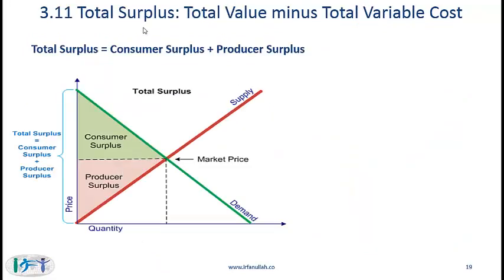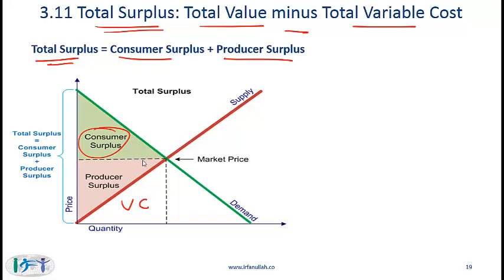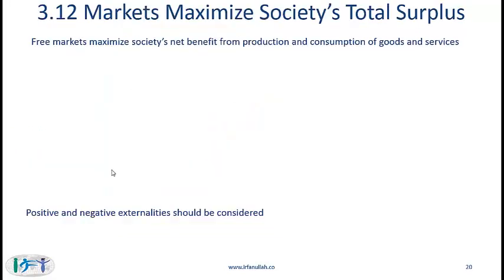Total surplus is the total value, which is the area below the demand curve or the marginal benefit curve, minus the total variable cost, which is the area under the supply curve or the marginal cost curve. The other way of looking at it is that the total surplus is equal to the consumer surplus, which is the area in green, plus the producer surplus, which is this area in pink. You need to remember and recognize the fact that markets maximize society's total surplus. Total surplus, again, being the sum of consumer surplus and producer surplus.